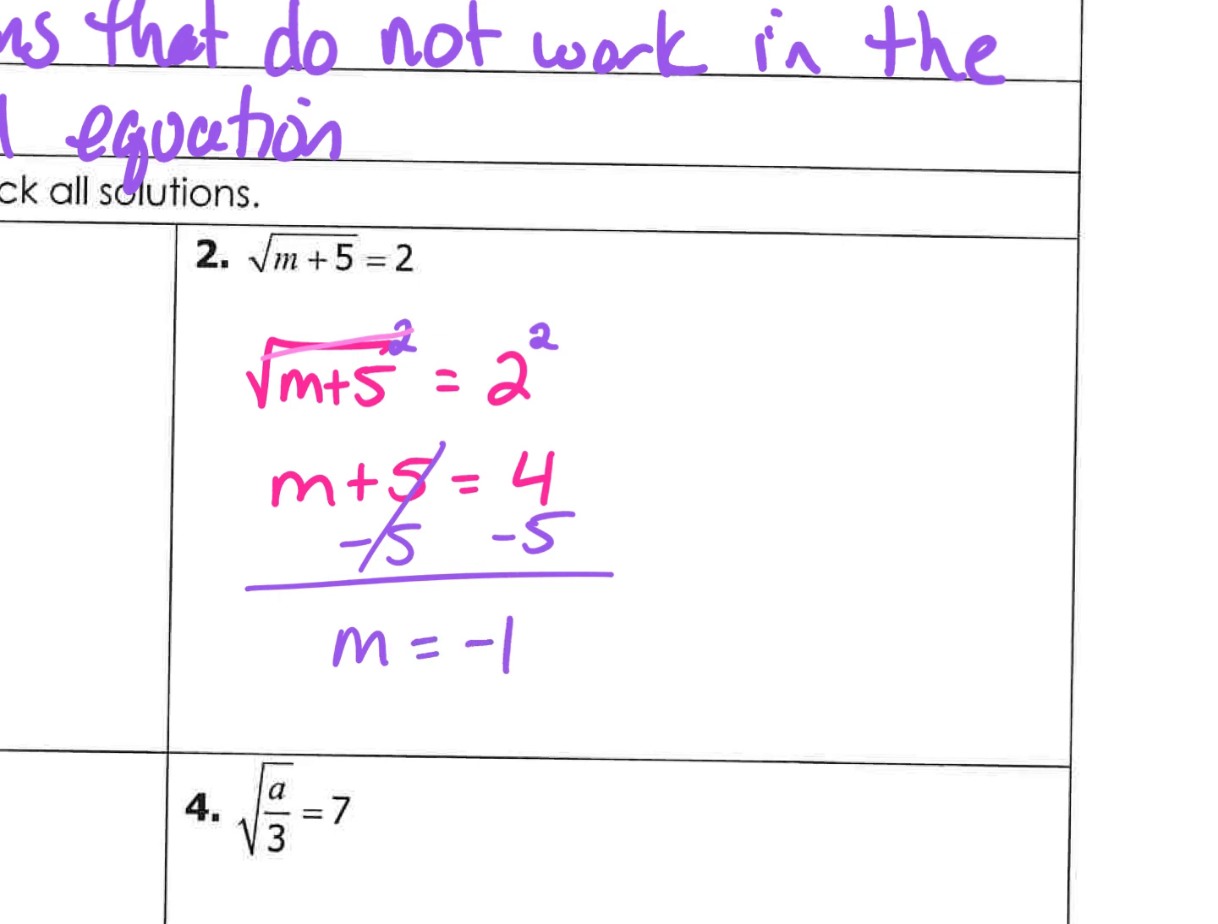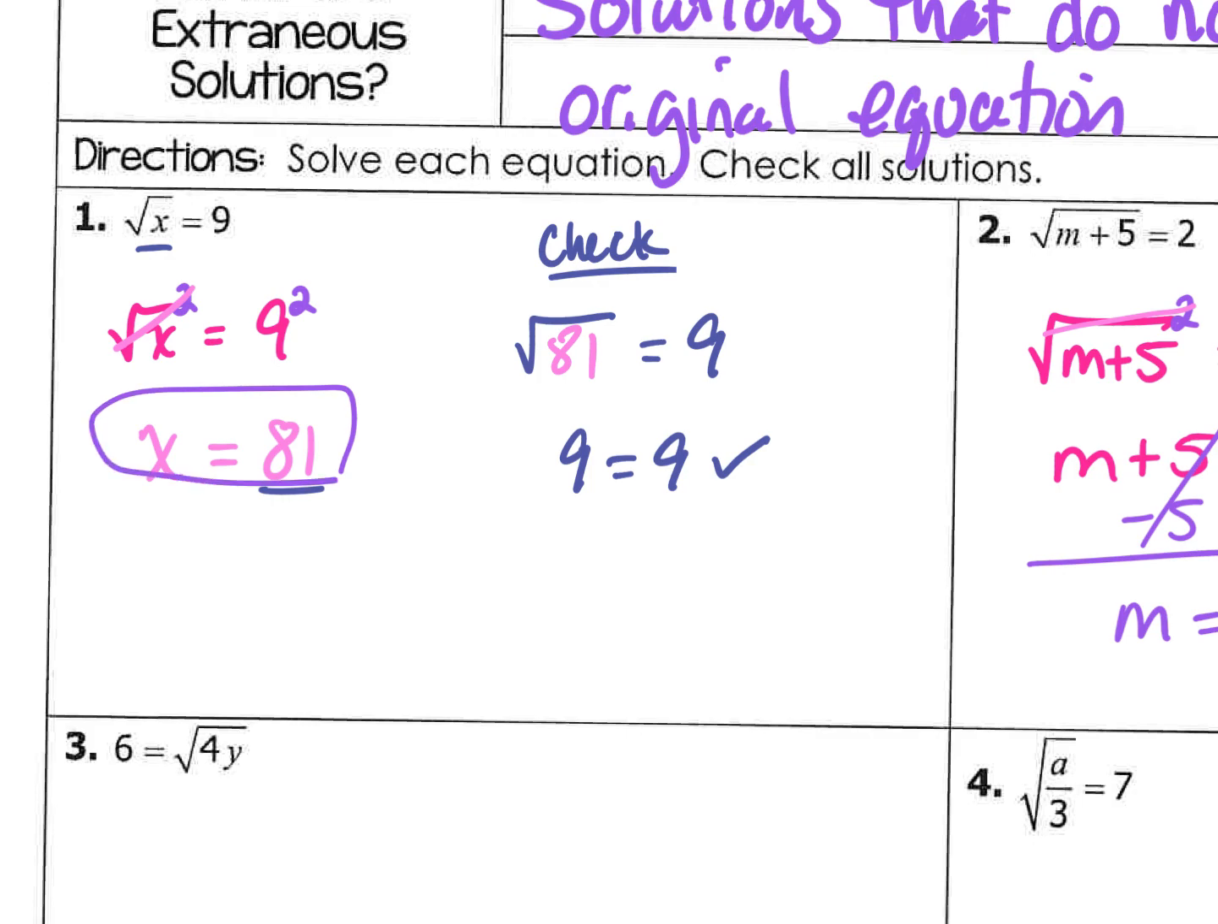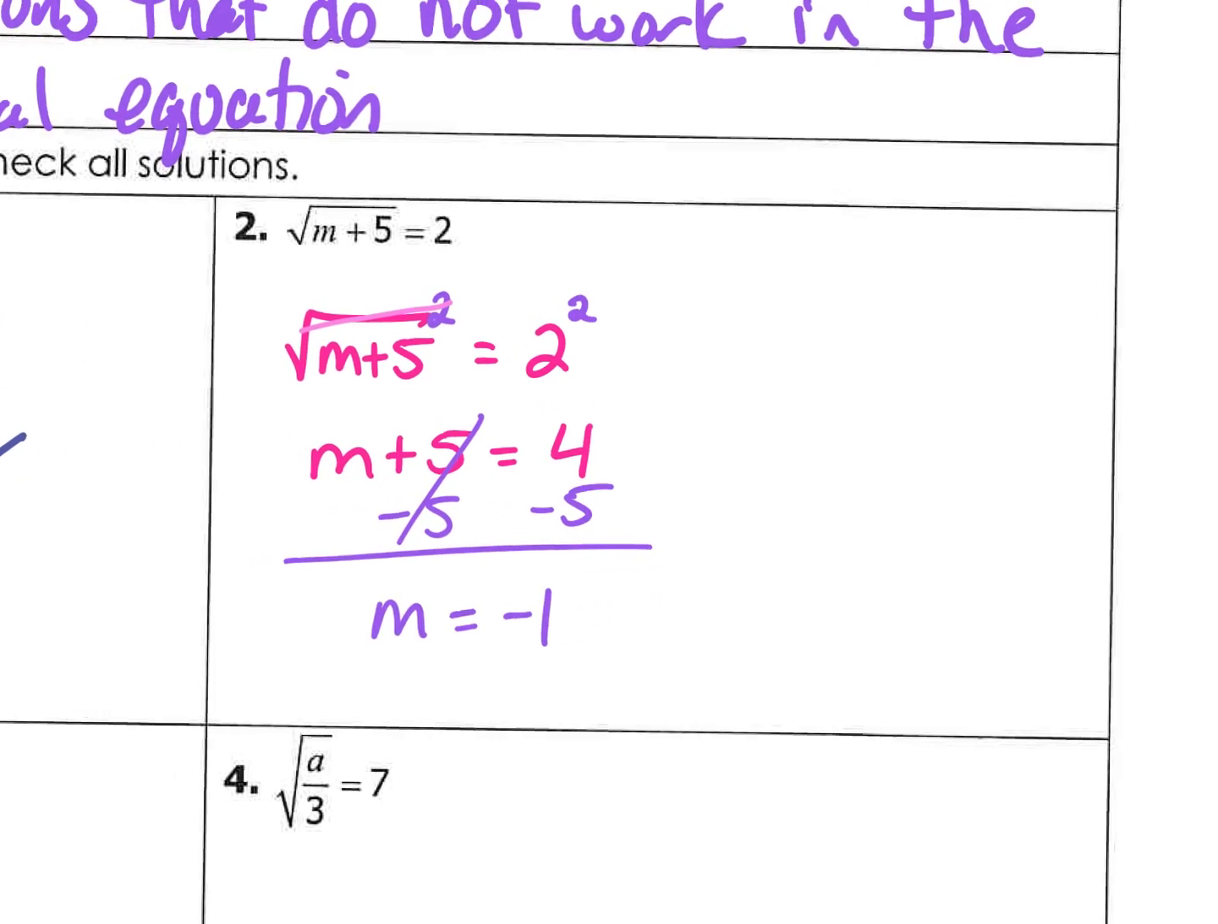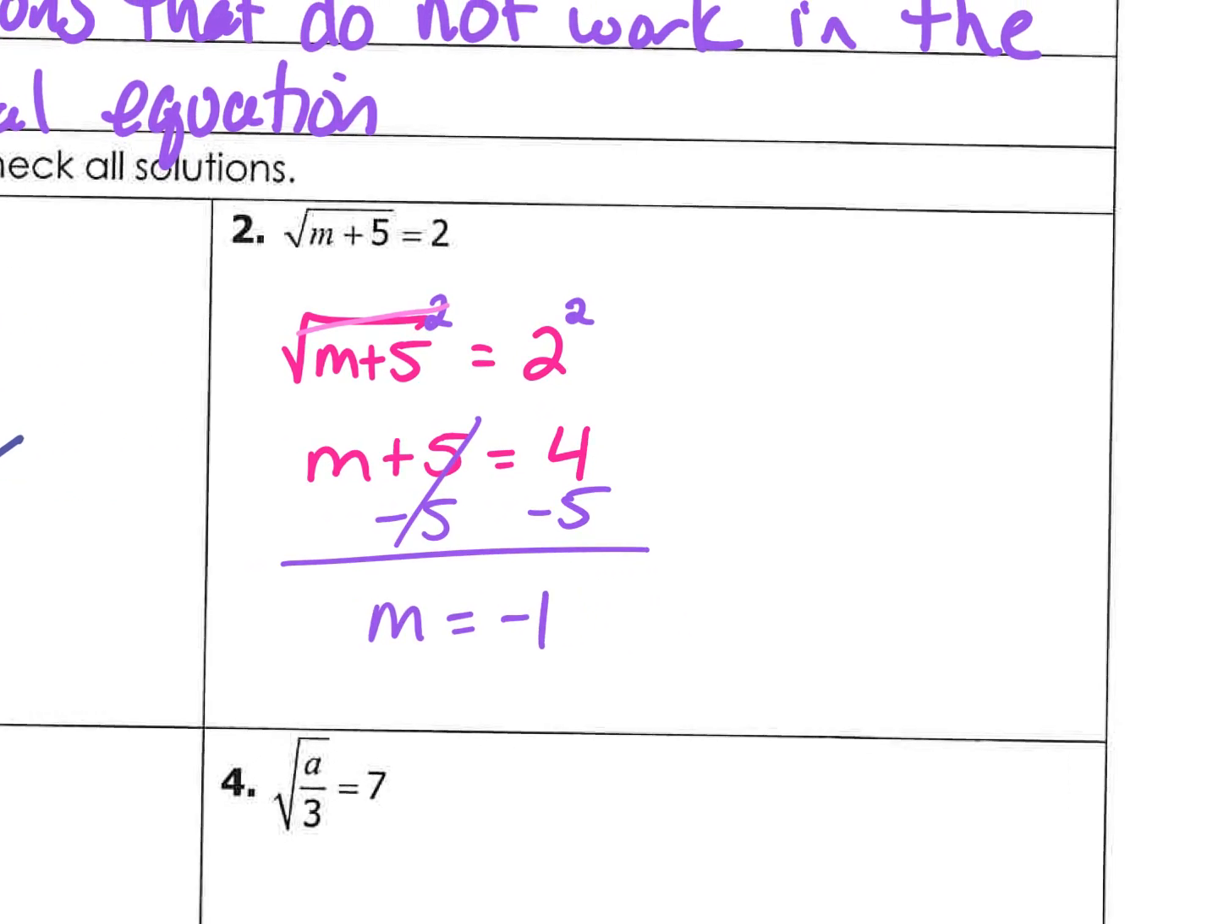That's what we think it is, right? I should have boxed off my answer here. Okay, so let's check it just to make sure. I'm going to ask you to use your calculator right now. First of all, what is the square root of 1? 1. Try the square root of negative 1.